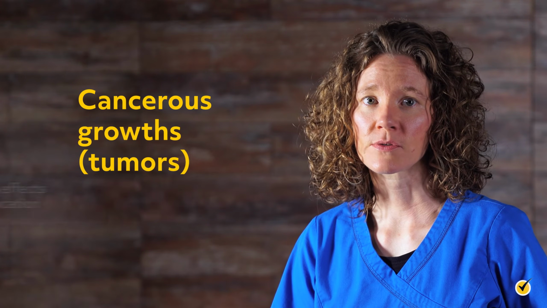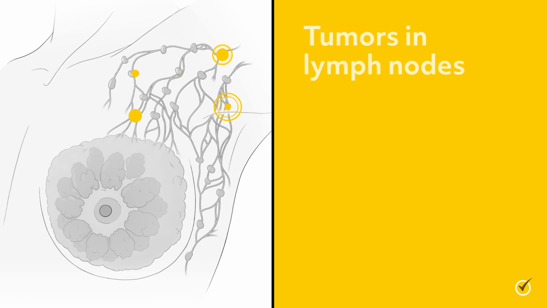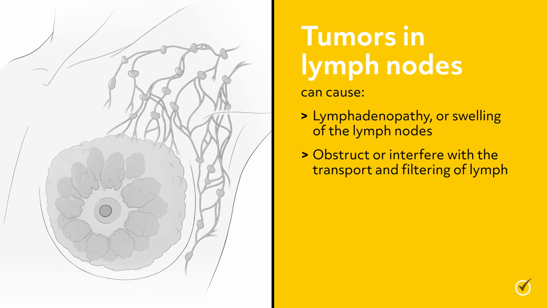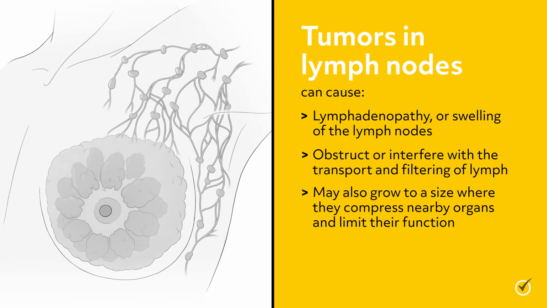Cancerous growths or tumors can have various effects based on their location. Tumors in lymph nodes can cause lymphadenopathy, or swelling of the lymph nodes, and obstruct or interfere with the transport and filtering of lymph. Tumors may also grow to a size where they compress nearby organs and limit their function.